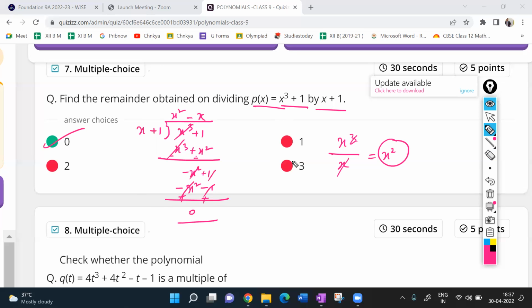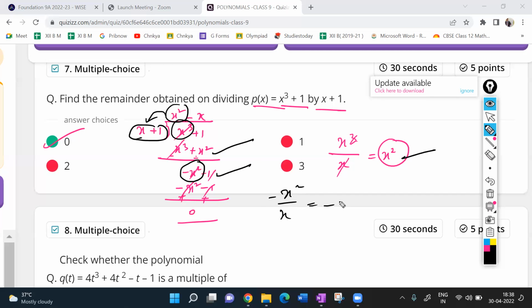Understood my point? See here, what I have to do. First of all, I take the first term and divide it with this one. I got x square, so I wrote x square here. With this x square, I multiply this entire divisor, write that again, and subtract. I'll get this. I have minus x square here, divided by x. So what do you get here? Minus x. So I wrote minus x here. Again minus x into this entire divisor: minus x into x square, minus x into minus 1, minus 1. Subtract, and you will get 0. Option A is correct. So that is how we solve.